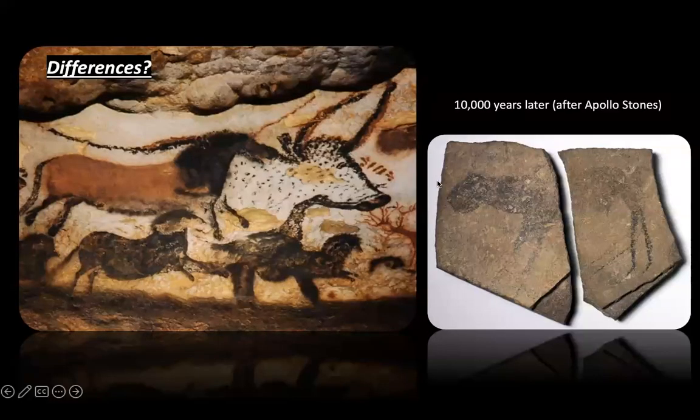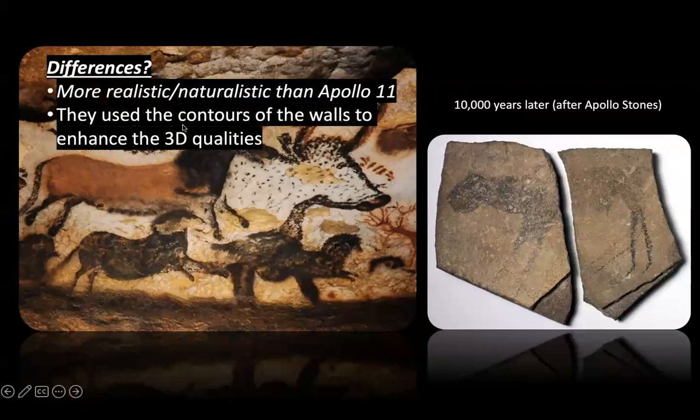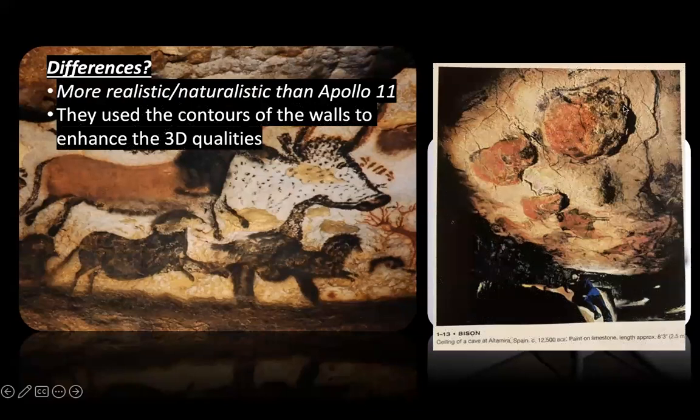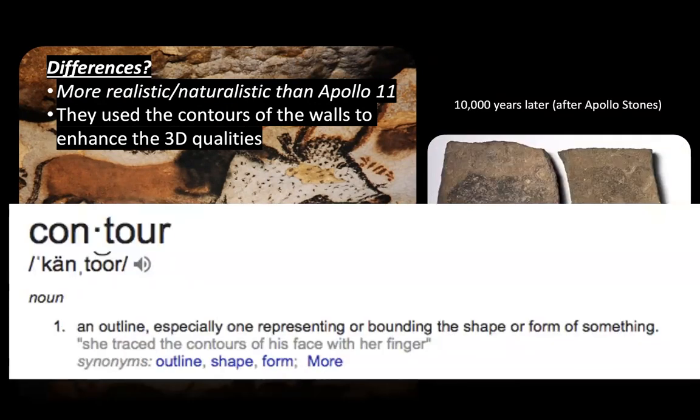All right, so how would we compare these 10,000 years apart? Differences. So we talked about being more realistic, naturalistic. They also use the contours of the walls. I have a good picture. Here it is. So you can see how the wall kind of comes out right there, and they're using that to help shape the animal. Enhances the 3D qualities. If you don't know what contour means, that's the definition of contour.